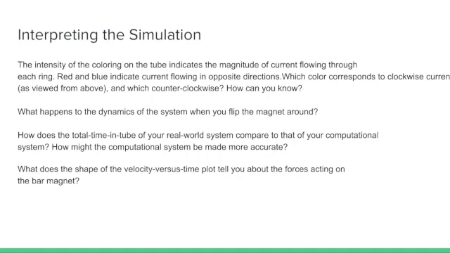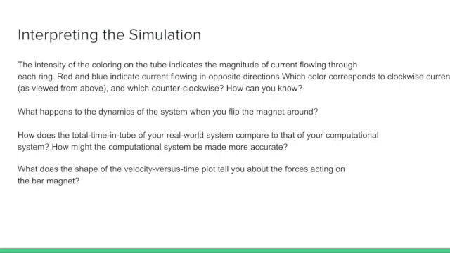And how does the shape of the velocity versus time plot tell you about the forces acting on the bar magnet? As you can tell from the diagram earlier, in the first 0.2 seconds, the forces were a little inconsistent, and then it remained constant for about 1 second, and then sped up after the second.